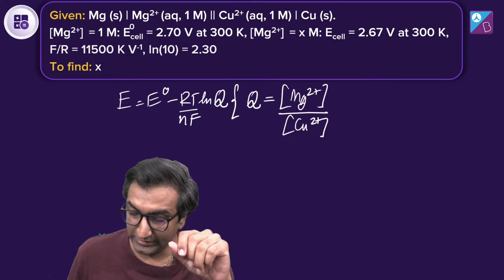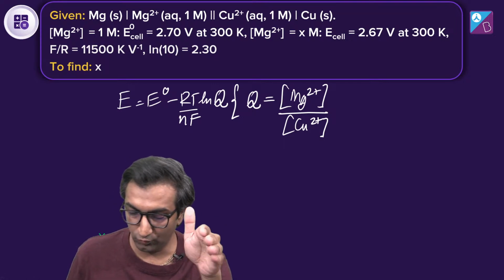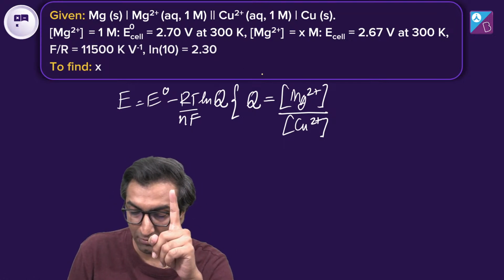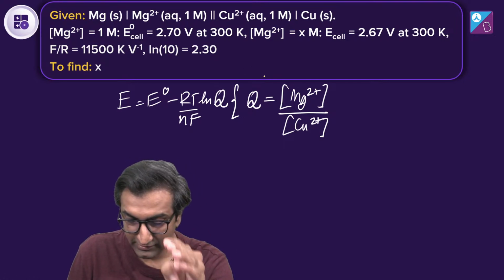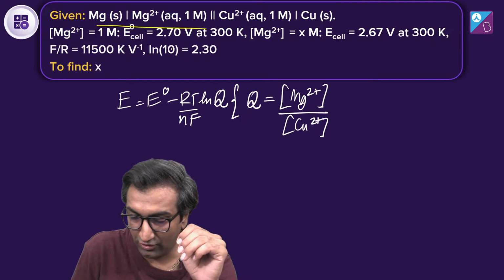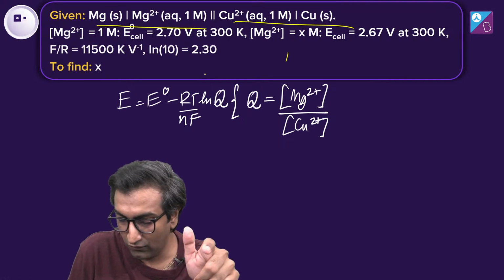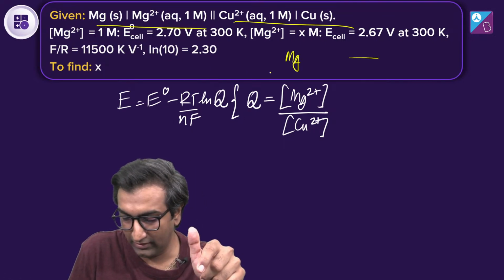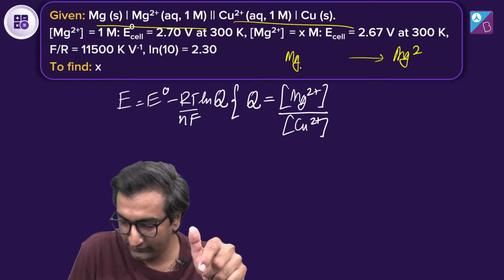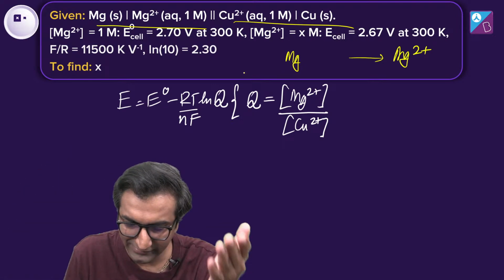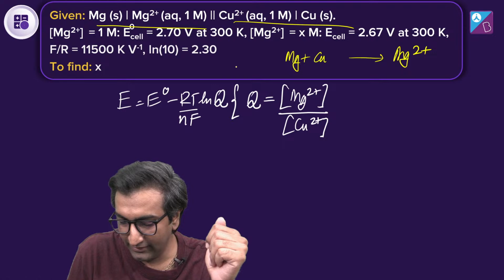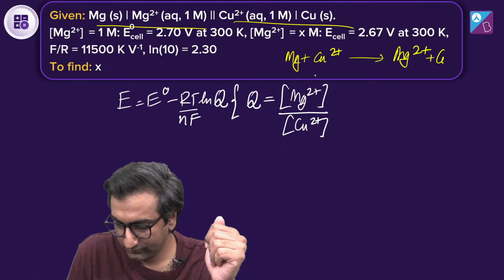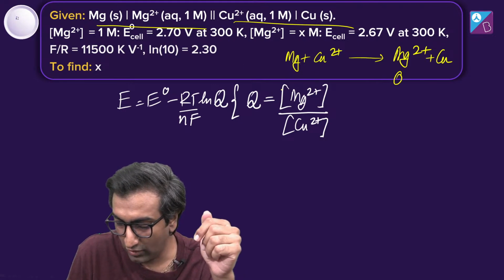Okay. You take Q to be Mg2 plus by Cu2 plus. Why? This is an important step. Because it is given to you that oxidation is happening here, reduction is happening here. What is the overall reaction? This. Okay. Mg is giving you Mg2 plus. It's written, anode comes first, that's why I taught you that first. And then at the cathode this is happening. Okay. This means what is Q?